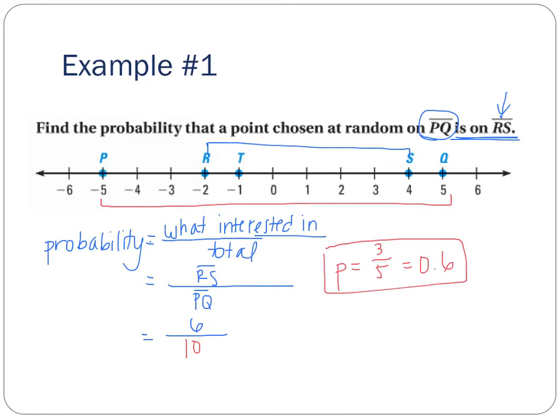So again, probability is what we're interested in over the total. We're interested in RS, our total segment is PQ.